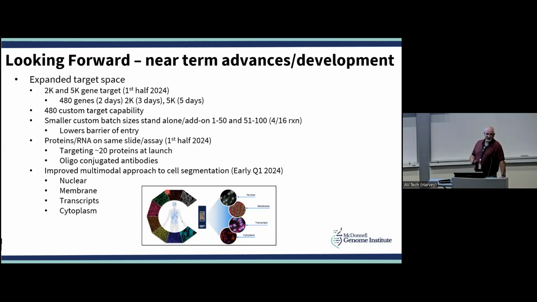So 10X has adjusted to that a bit, where they were originally smaller panels. And they're going both directions, actually. They're working on a 2 and a 5K panel. I've seen data from both, and they look good. They're looking at the first half of next year for that. They've upped now to 480 genes, as I mentioned. And the timelines, that's a 2-day, 3-day, and a 5-day timeline. So you can see the sort of trade-offs there. And that's, again, for 2 slides.